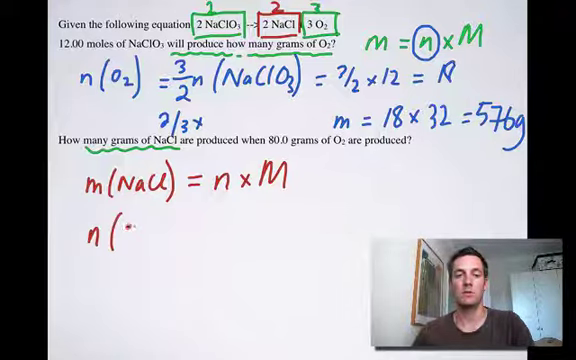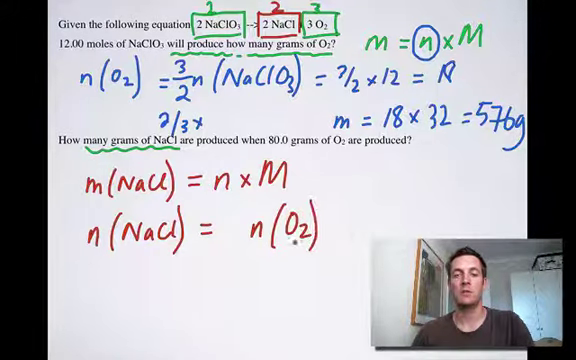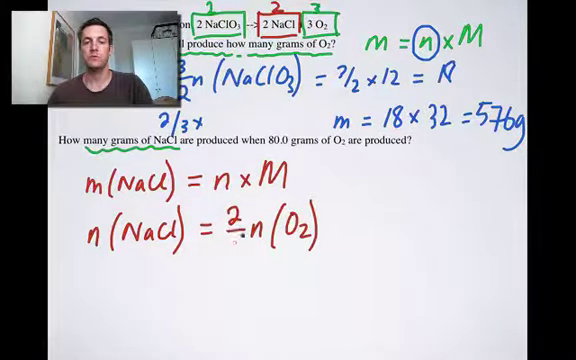Well, the number of moles of sodium chloride is related to the number of moles of oxygen. But how is it related? Well, there's less of it than there is of oxygen. So it's 2/3 rather than 3/2, which in this case, I don't yet know.